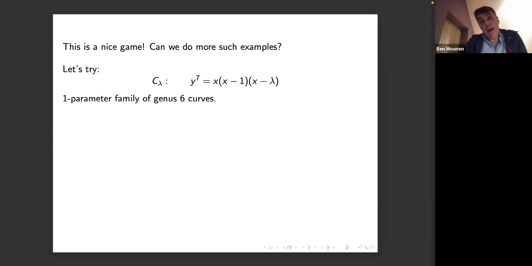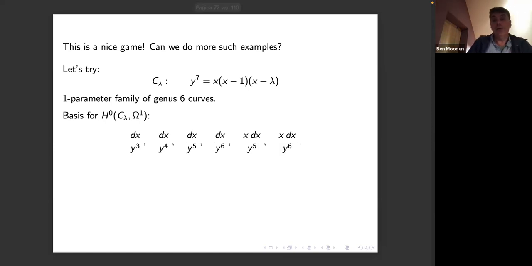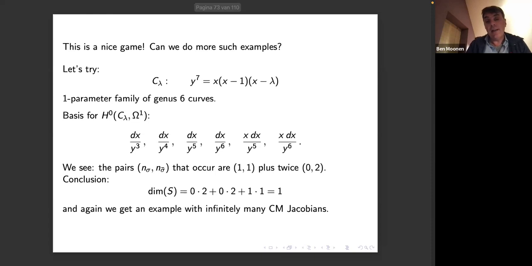And you could say, let's try to do more. So let's change the exponent 5 into a 7. I'm going to be a bit quick here, but you do a similar calculation. You write down the differentials. You calculate the dimension of your PEL type special subvariety. And again, you find something one dimensional. And again, you win. So this is an example in genus 6.